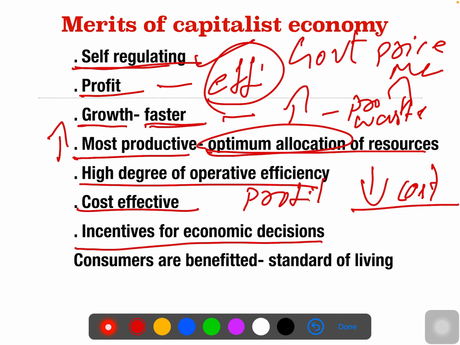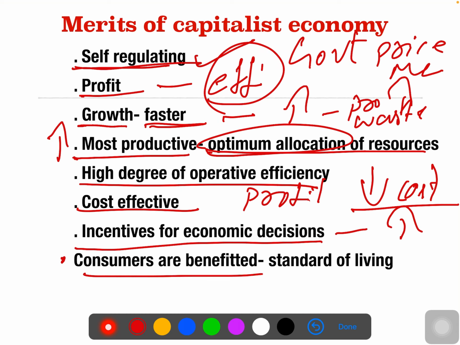Next one, incentives for economic decisions. In this kind of economy, efficient economic decisions are taken and implemented. Because of that, decisions are very strong. Sound decision making, I told you, business analysis makes everybody take the best sound economic decisions. Because of that, the implementation will also be very good. And because of that, the next point, the consumers are benefited in this kind of economy.